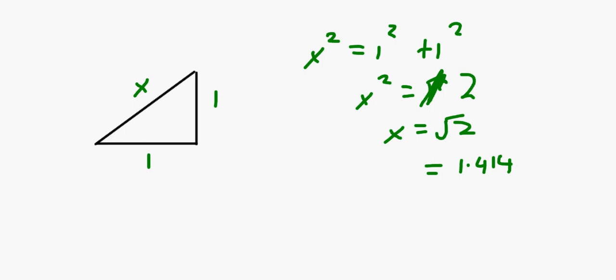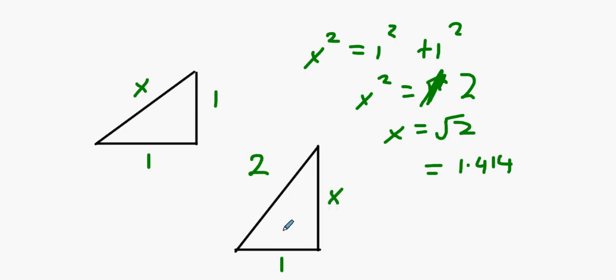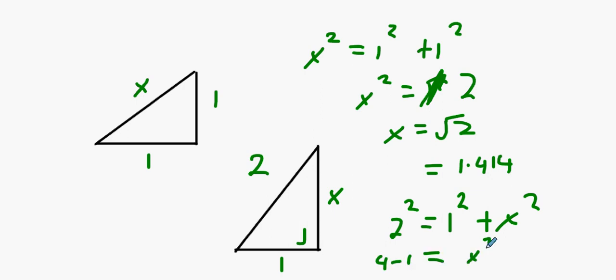Next triangle I want you to know off by heart is this one. If this is a length of 2 and this is a length of 1, what's the length of x? You said root 3? Right. Oliver said root 3 because in this case it would be 2 squared equals 1 squared plus x squared. 4 minus 1 equals x squared. X squared equals 3. X equals root 3. Is everybody alright with that? Nothing you didn't know there.